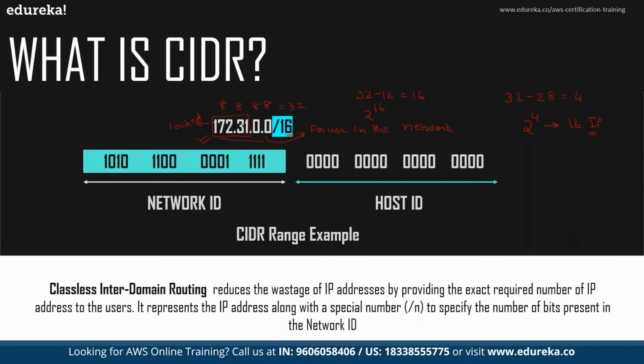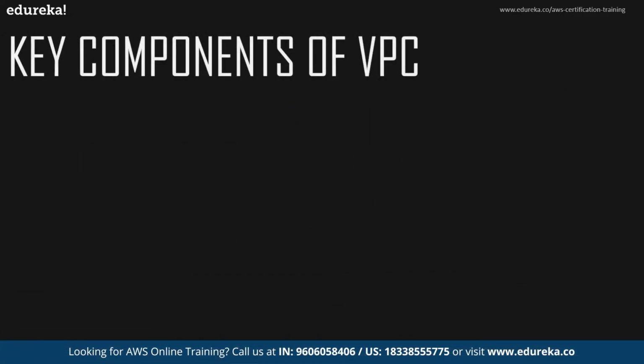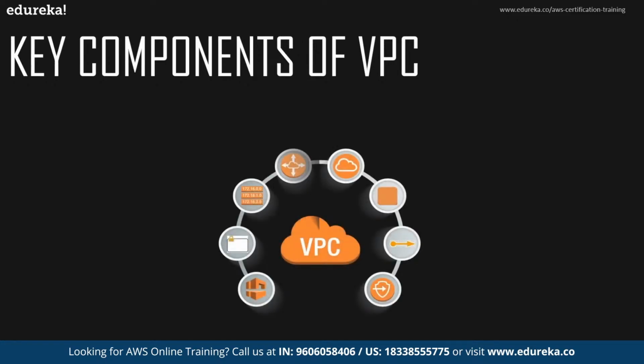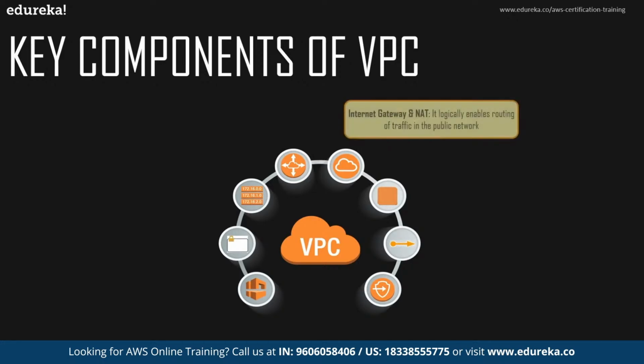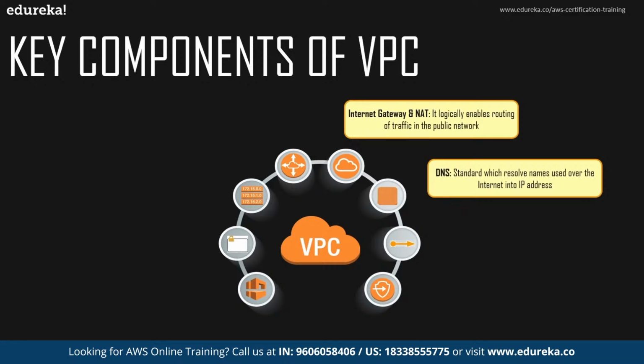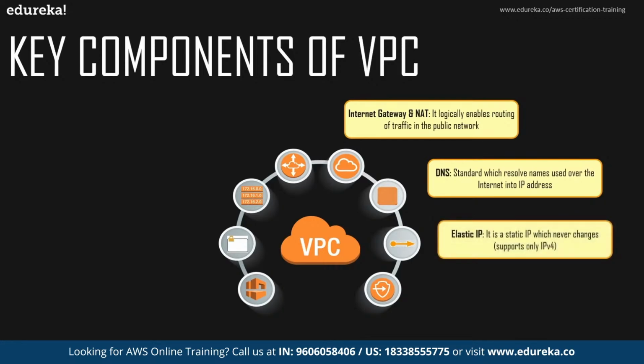Now that we have understood the basics of IP address and CIDR, let us see what are the key components of VPC. The key components of VPC that we would be talking about and also doing hands-on on are the following. 1. Internet gateway and NAT. It logically enables routing of traffic in the public network. That is, it gives us the gateway, like a firewall, from which our VPC can connect to the internet. DNS, the standard which resolves names used over the internet into IP addresses. Elastic IP. It is a static IP which never changes.